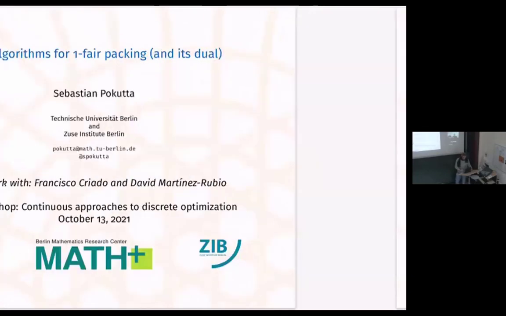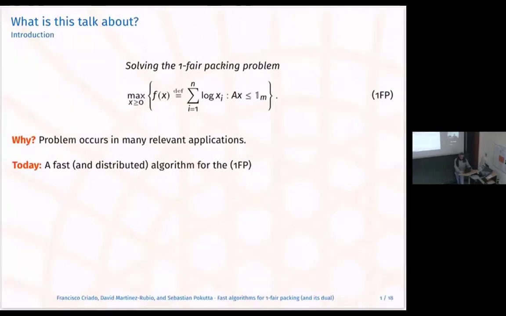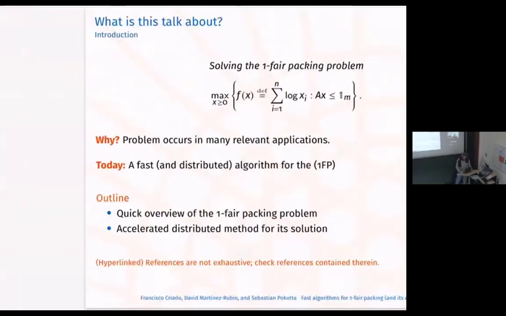So what's this talk going to be about? We are going to consider a specific optimization problem. In fact, we have some nonlinear objective function here, and we want to maximize this objective function subject to some packing constraints. And this problem occurs in many real-world contexts, and what I would like to do today is to specifically talk about the fast and distributed algorithm for solving this problem. So just a very brief overview.